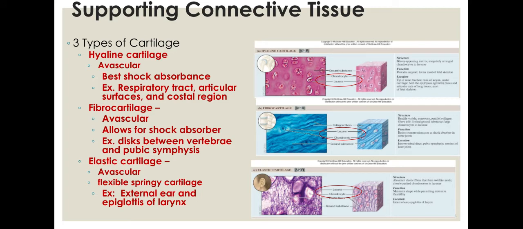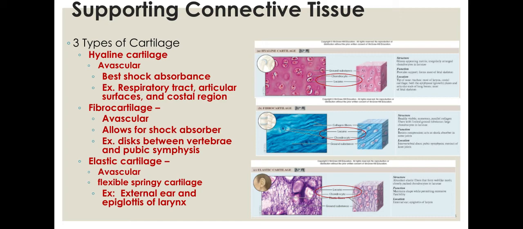Okay, supporting connective tissue as a whole, we call it cartilage. And there are three major types. We've first got hyaline cartilage. Hyaline cartilage does not have blood vessels running through it. It's avascular. It is an awesome shock absorber. And we're going to find it in our respiratory tract, in what we call articular surfaces, or where bones meet each other, and the costal region, so between your ribs.